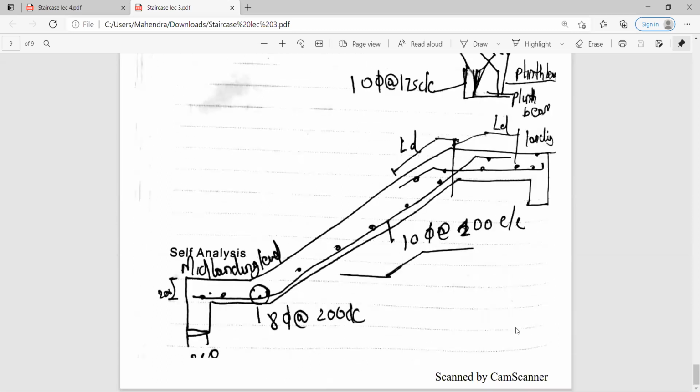Then from the mid landing level to the landing level. As you can see, again the depth is the same, that is 200. This is your secondary reinforcement, 8 phi at the rate of 200 millimeter center to center. And here this is your main reinforcement. For the main reinforcement, you have provided a 10 millimeter diameter bar, and the spacing you have got is 100 mm center to center. Then this is your LD, that is the development length. So this is the detailing for this particular sum.